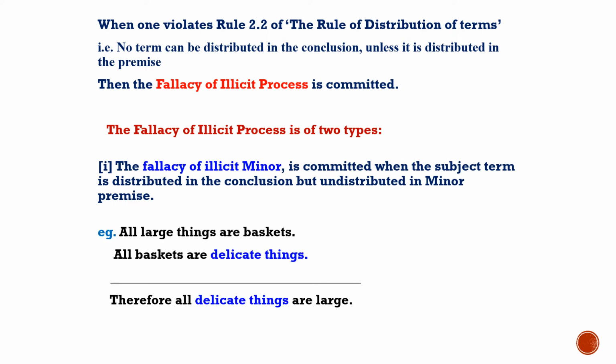All large things are baskets, all baskets are delicate things, therefore all delicate things are large. Here the first premise has the word all, so it's an A proposition.